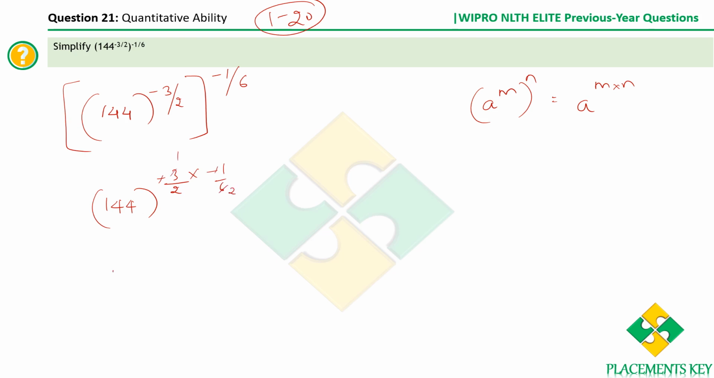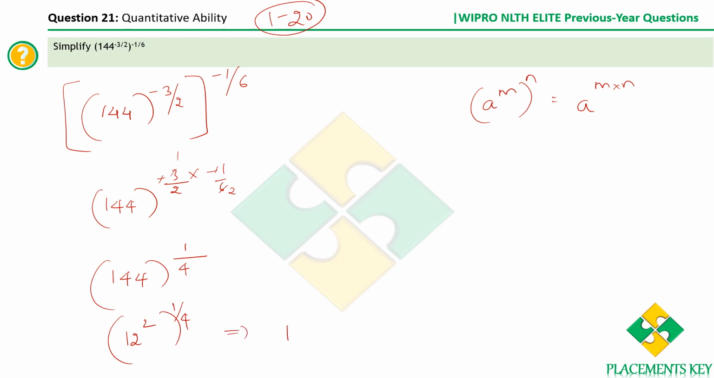So what do we get? We get 144 whole power, we only have 1 in the numerator and in the denominator we have 4. What is it? It's the 4th root of 144. So we can write it as, 144 is 12 square, right? So 12 square whole power 1 by 4.